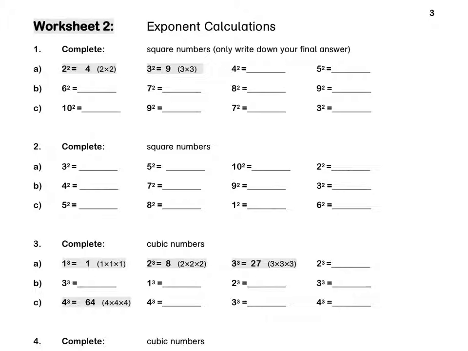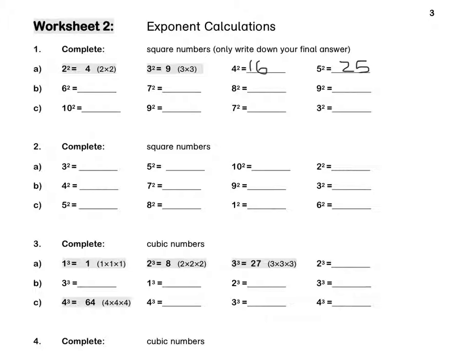We are going to be working with our square numbers and only write down your final answer. 2 squared means 2 times 2, which is 4. 3 squared means 3 times 3, which is 9. 4 squared means 4 times 4, which is 16. 5 squared means 5 times 5, which is 25.